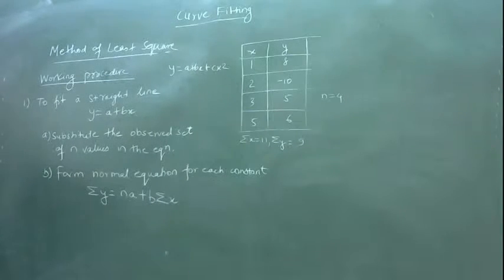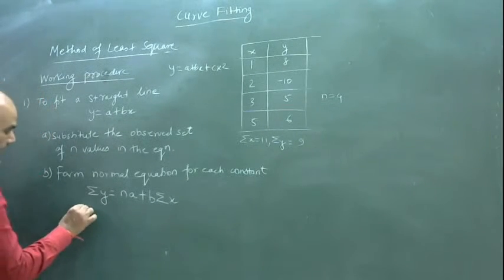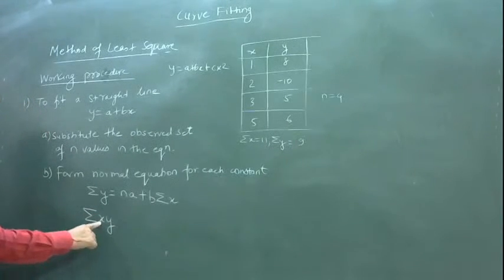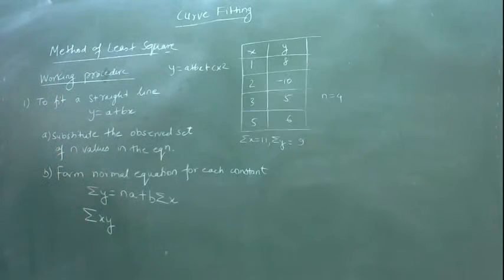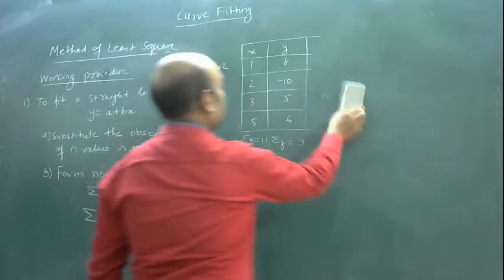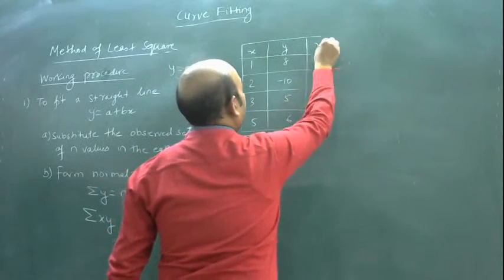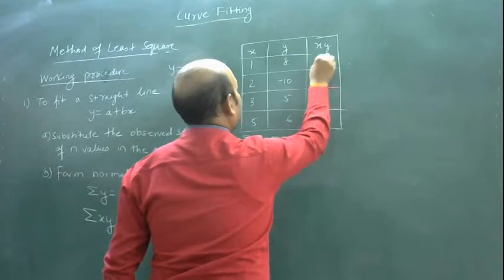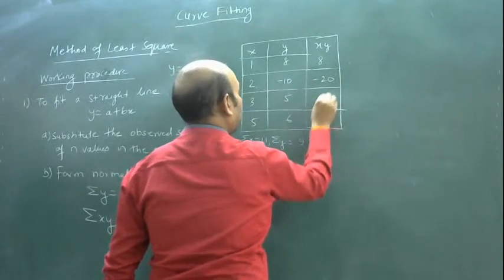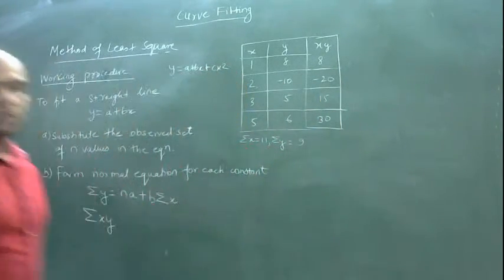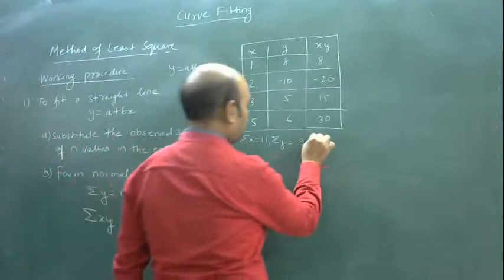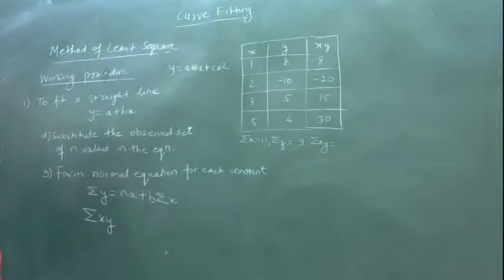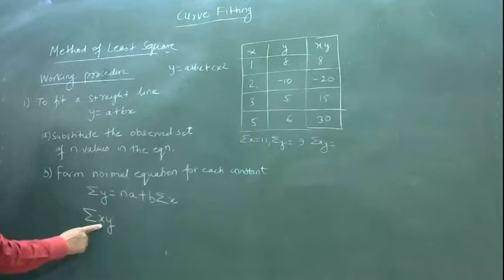So the next equation will be given by multiplying it by summation x. So this is summation x into y. So you have to multiply x into y. Okay, so the next column will be of x into y. So this will be 8, this will be minus 20, 15 and 30. Okay, and again you have to find the summation of xy, and you will substitute here xy.